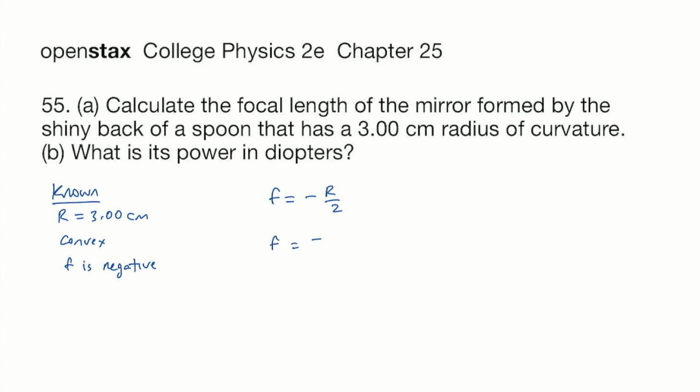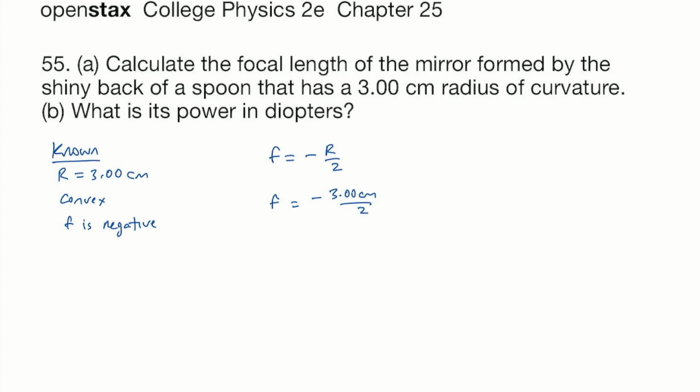So we have minus 3.00 centimeters divided by 2. And so F is minus 1.50 centimeters. And let's put this in meters. So F is minus 1.50 times 10 to the minus 2 meters.